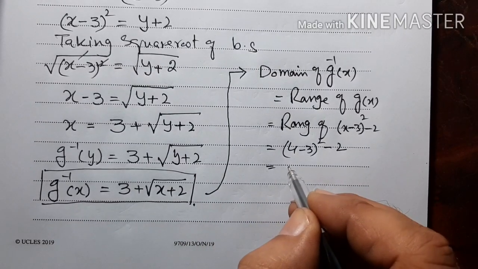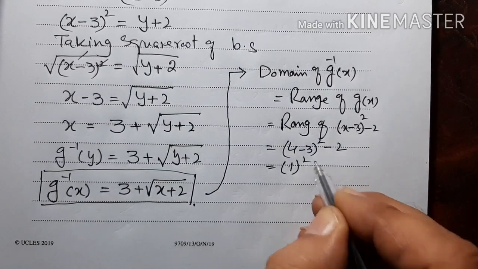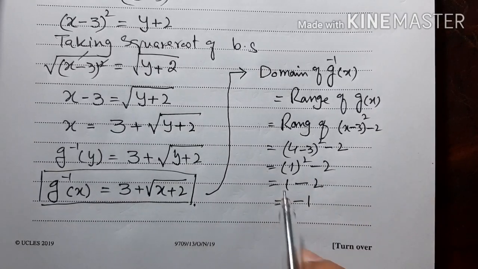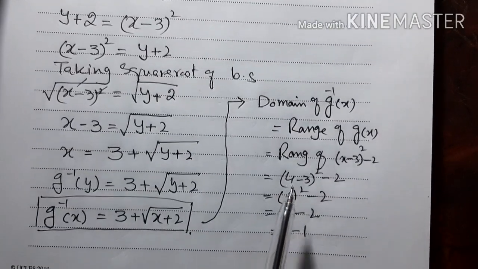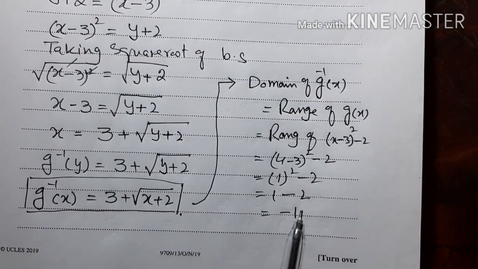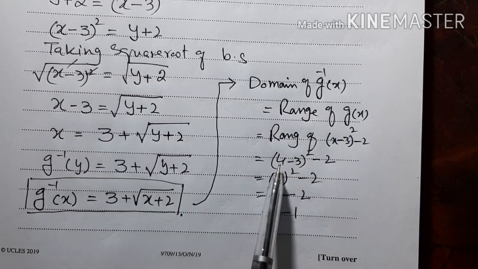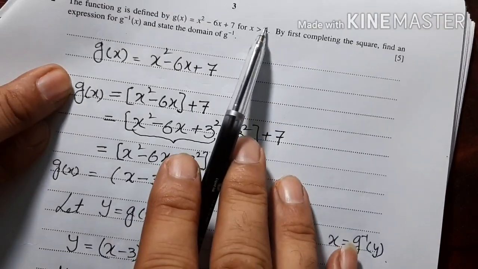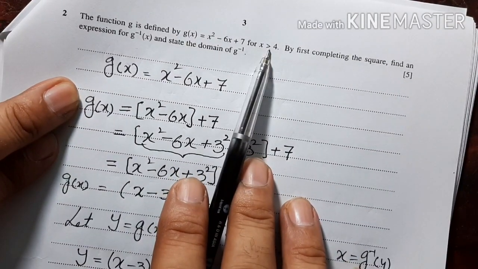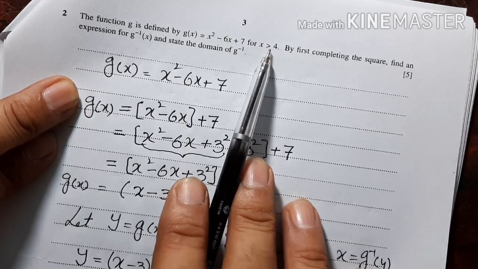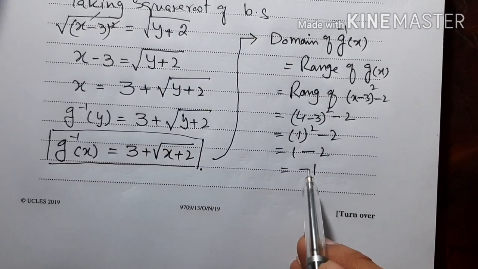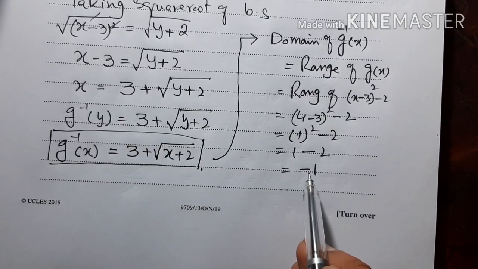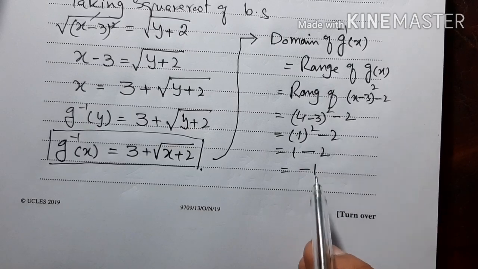So this will be (4 minus 3) squared minus 2, which is 1 minus 2, which is minus 1. It means for 4 I am getting minus 1. So the values cannot go lower, because it says to use values greater than 4. So for any value of x greater than 4, I will get a value which is more than minus 1.